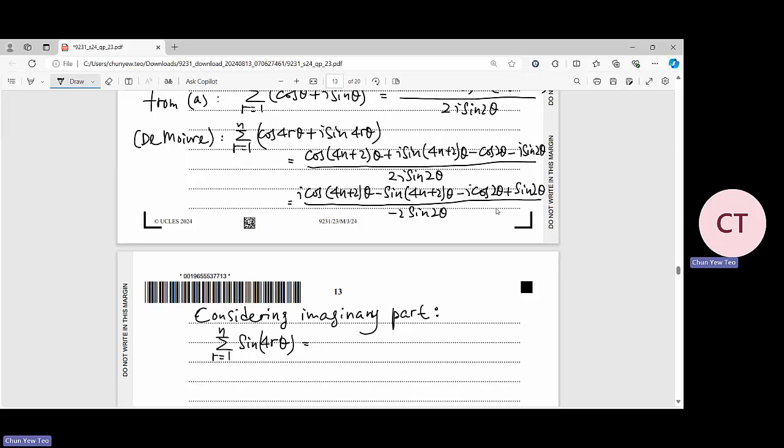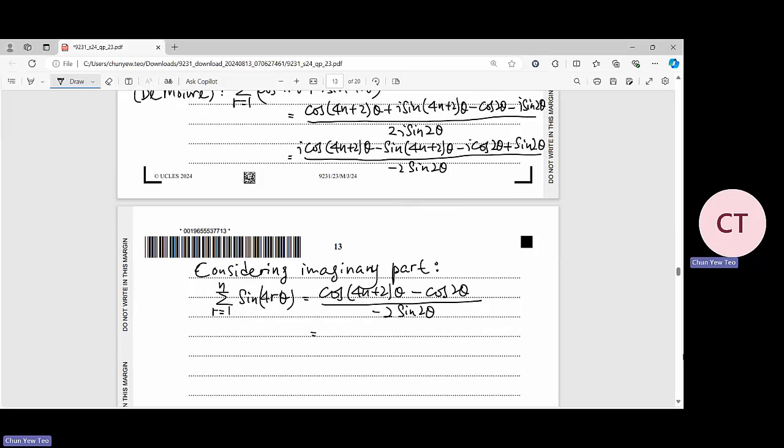Okay. So now for this right-hand side over here, you also just need to consider the imaginary part. Again, just group them together. Those with the i, group them together. Then you can just ignore the i. So this will be cos 4n plus 2 theta minus the cos 2 theta divided by the negative 2 sine 2 theta. So we have a negative here. So we try to make the negative disappear by multiplying negative on the numerator and the denominator.